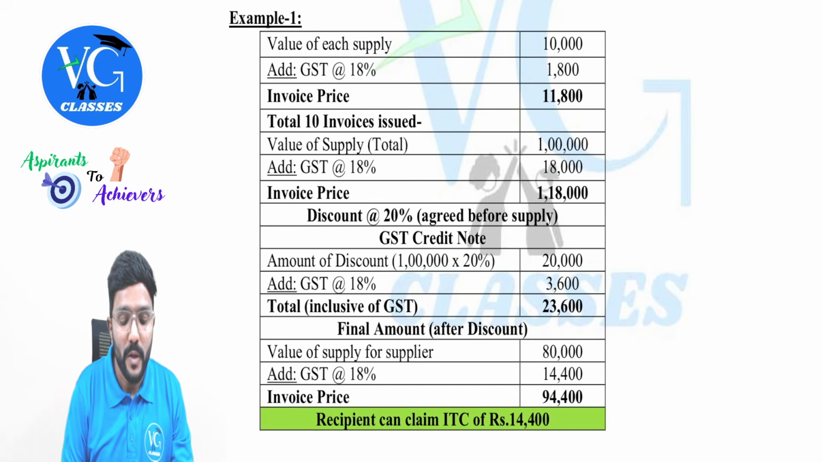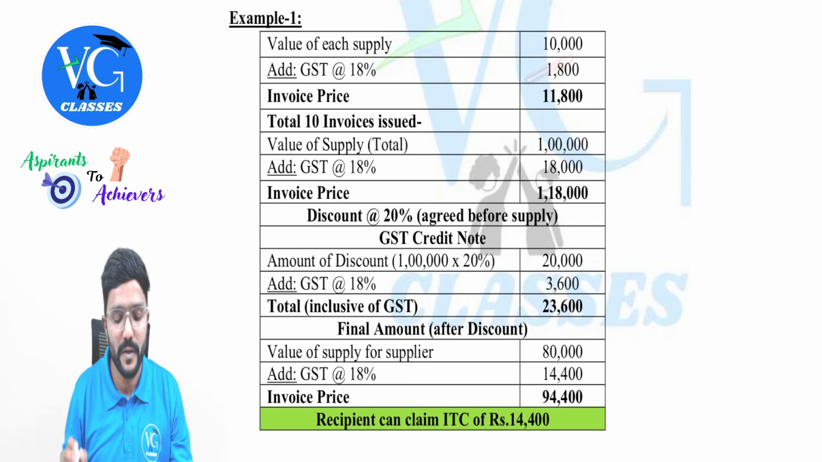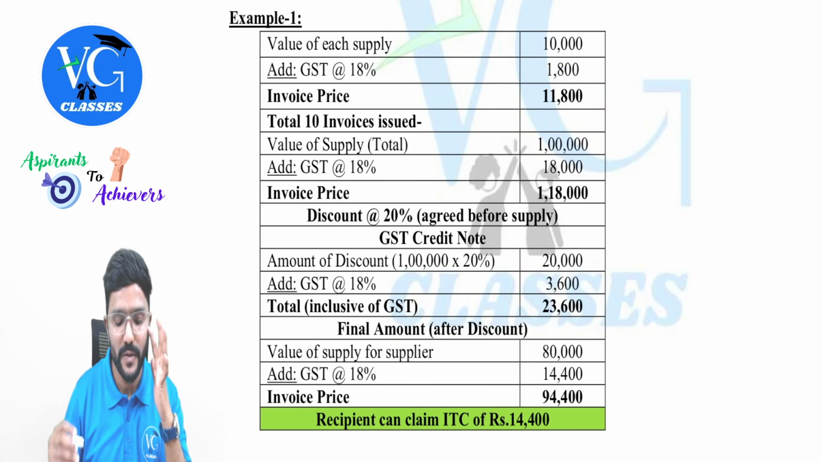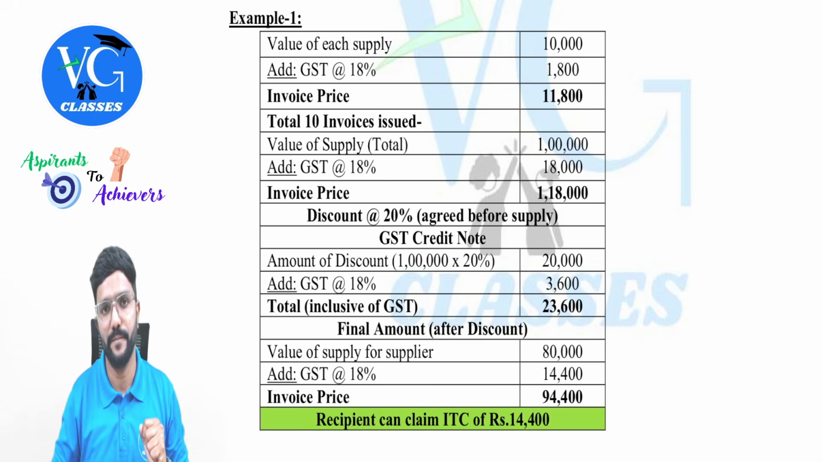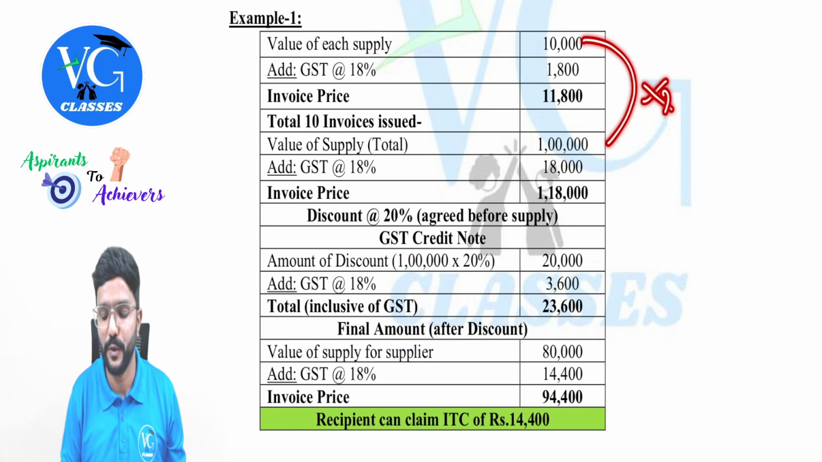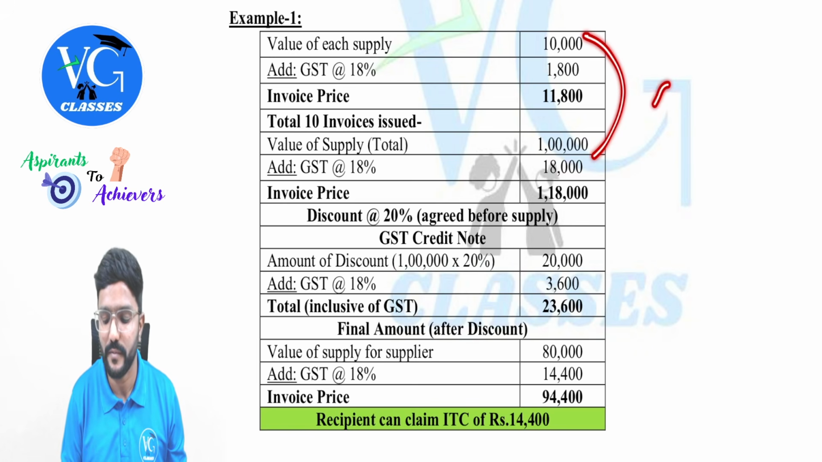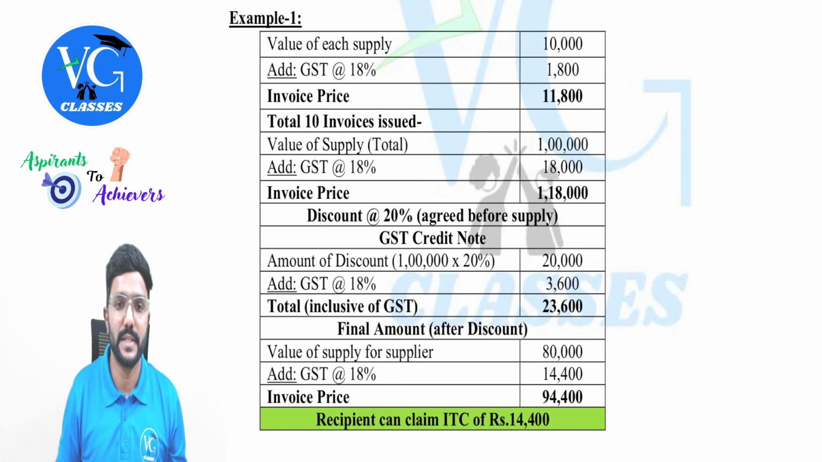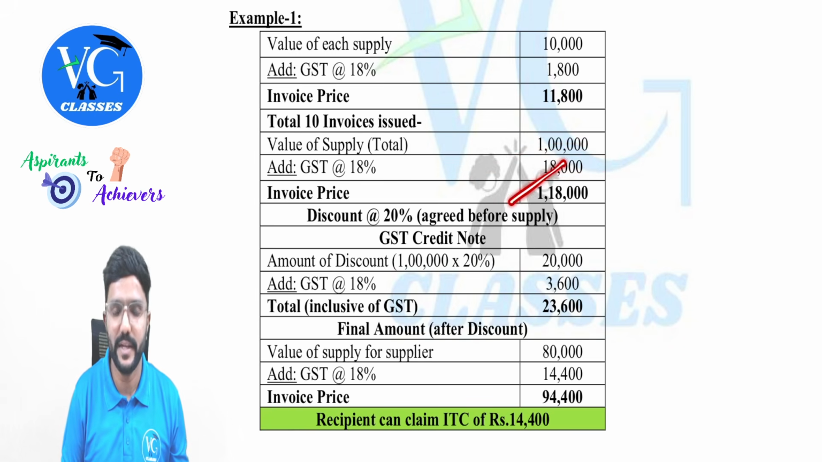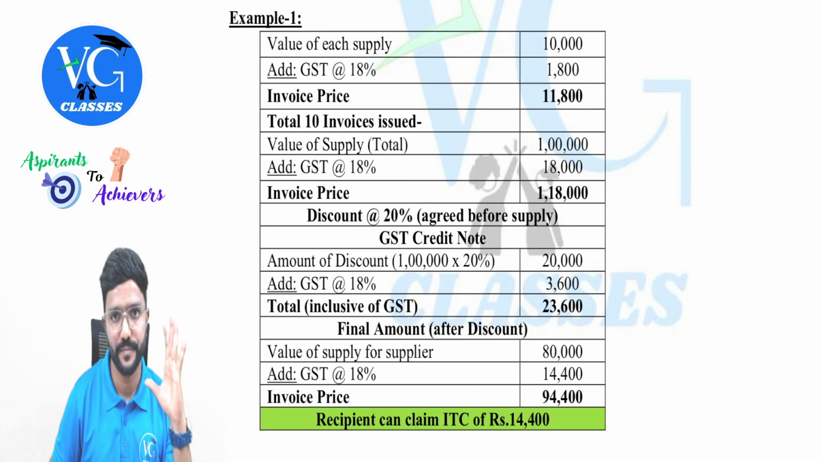Yes. Assume there is a value of each supply provided for 10,000 plus GST. Let us consider it at 18%, 1,800. So invoice price comes to how much, guys? 11,800. Yes, sir. So totally there are 10 supplies made. So 10 supplies means the total value comes to how much, guys? 10,000 into 10. Yes, sir. So the total value comes to 1 lakh plus GST at 18%, 18,000, and invoice price including GST is 1 lakh 18,000.